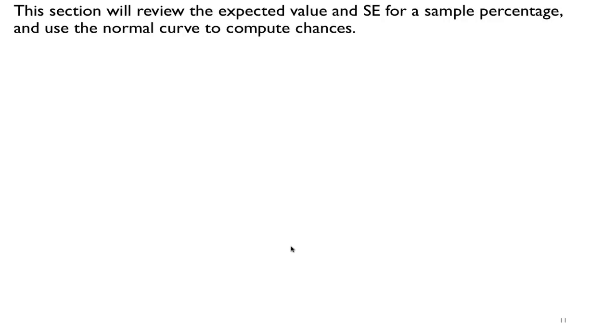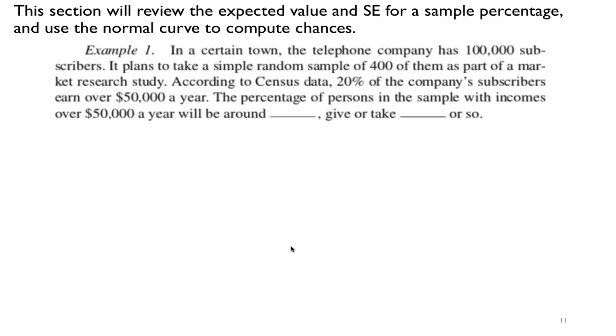Now we're going to talk about how to use this SE for percentage, and then how to use the normal curve to compute probabilities. Suppose that in a certain town we have a telephone company that has about 100,000 subscribers, and we're going to pick out 400 of them as part of some research study. According to the data, let's say we know that 20% of the company's subscribers earn over $50,000 a year. The question we want to answer is: the percentage of people in the sample with incomes over $50,000 a year would be around blank, give or take blank or so.